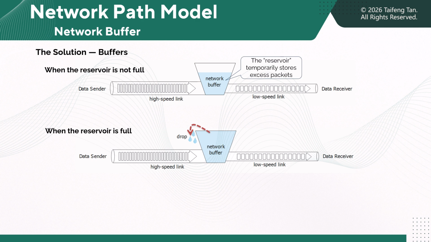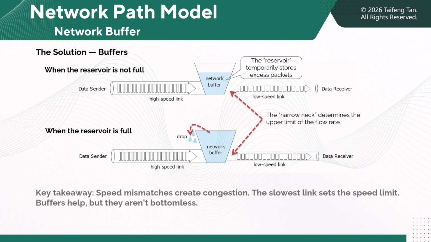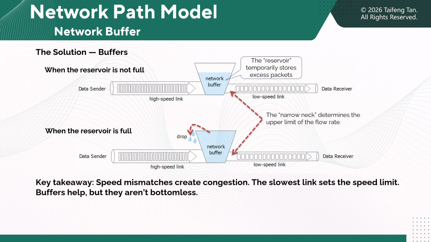This leads to a crucial observation. The slowest link along the path ultimately determines the maximum throughput of the entire path. No matter how fast the earlier links are, traffic must eventually slow down to match that slowest segment. Buffers help smooth out temporary mismatches, sure, but they cannot eliminate the underlying capacity limit. So in short, speed mismatches create congestion. Buffers provide temporary absorption, and once buffers fill up, packets get dropped.